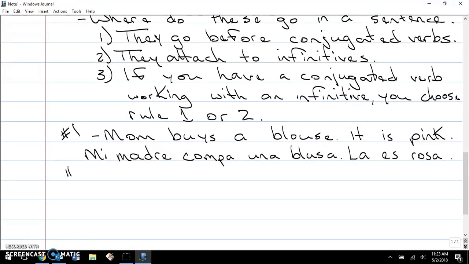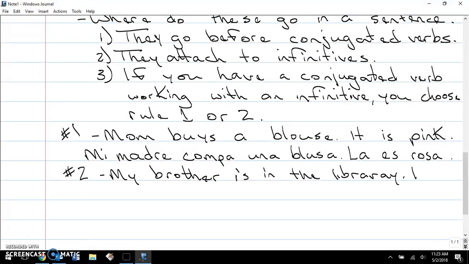Let's look at rule number 2. My brother is, I'm writing Spanish when I should be writing English, is in the library. He goes, now this isn't going to work. My brother is in the library.